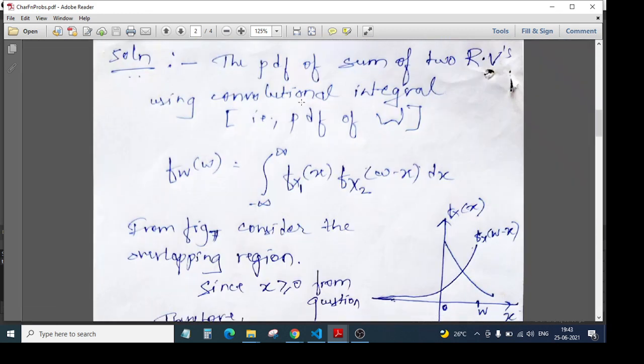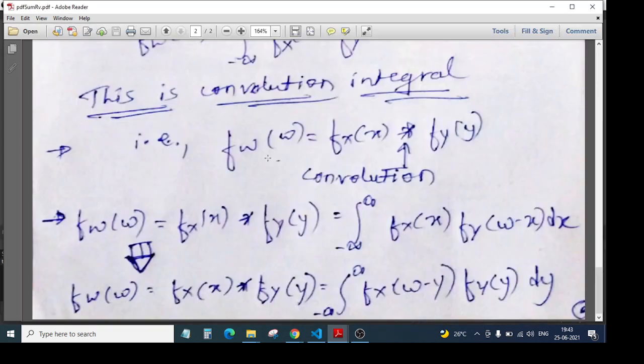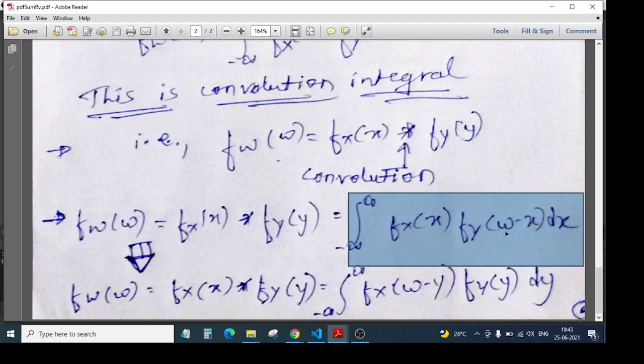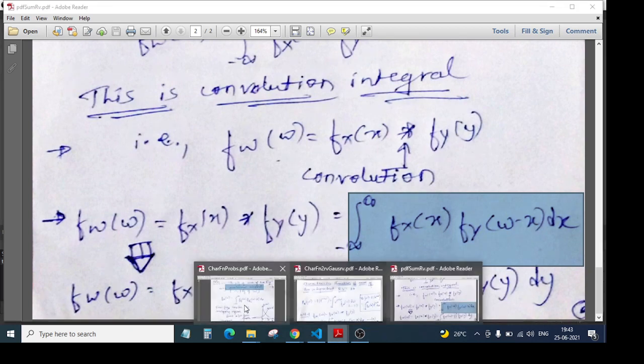We already know from our previous discussion that the PDF of the sum of two random variables is given using the convolution integral. That we have seen in the previous class, while studying the PDF of the sum of two independent random variables. Please refer to the previous videos. It is given by the integral from minus infinity to plus infinity of the first function and the second, shifted function. That's why we have written here w minus x. The same thing we will be using in our solution as well.